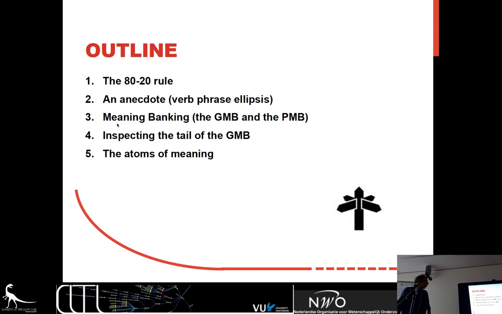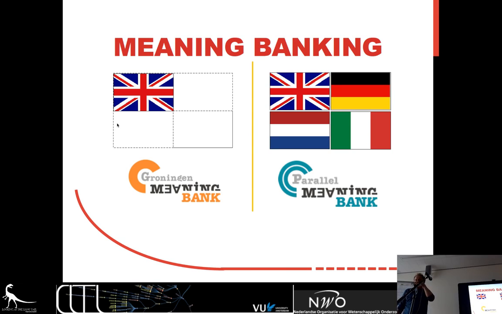corpus linguistics. So I started to do meaning banking, and so I did first. I made a corpus for English, and that means a large set of text annotated in the form of semantic representations. I did that in my previous project, and now I'm starting to work on a parallel meaning bank. I'll tell you a bit about that later.